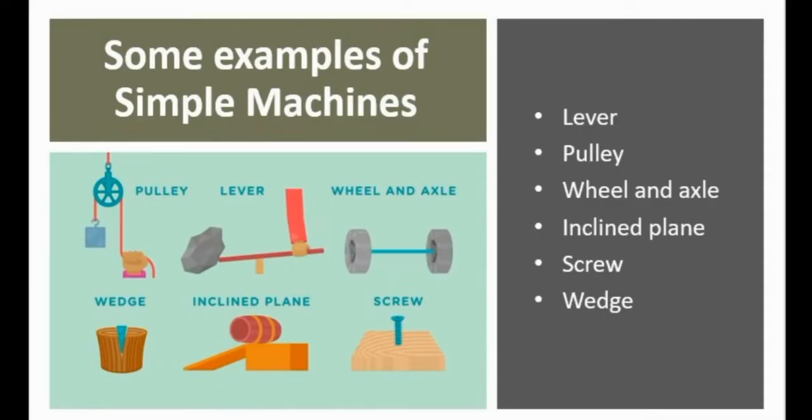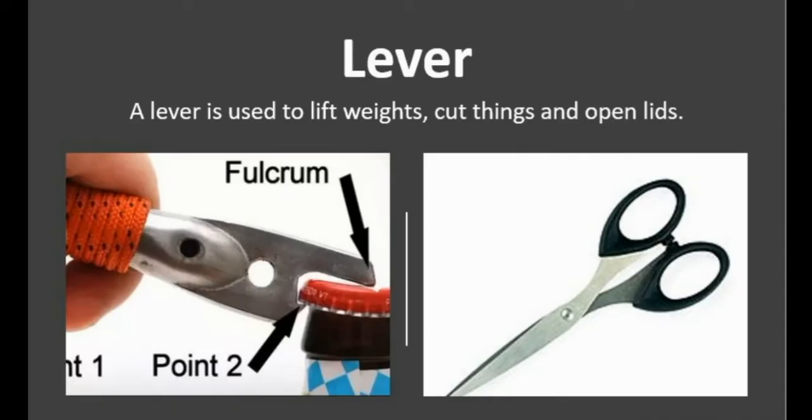So let's learn some of the simple machines. Some examples of simple machines are the lever, pulley, wheel and axle, inclined plane, screw and wedge. These are different types of simple machines which we are going to learn now. First is the lever. A lever is used to lift weights or cut things or open lids, right? Scissors and bottle openers are examples of levers. If a child is lifting up a heavier child on a seesaw, this is also a type of lever.